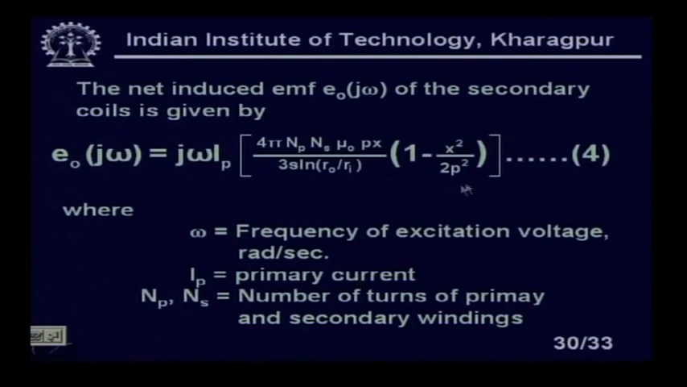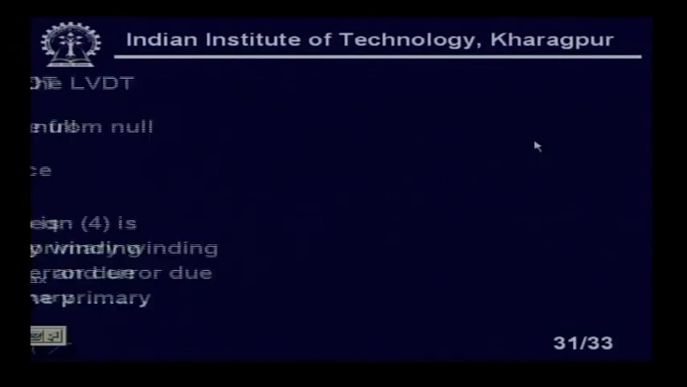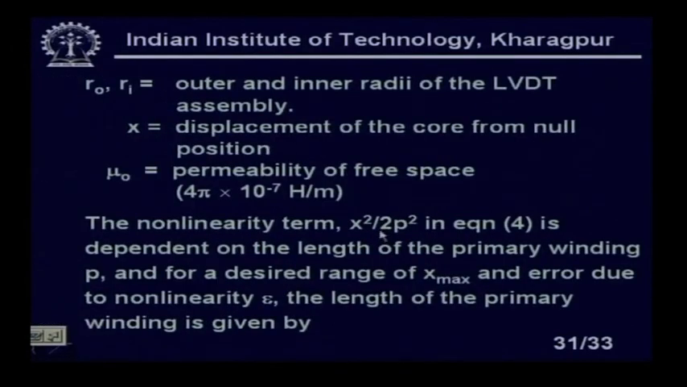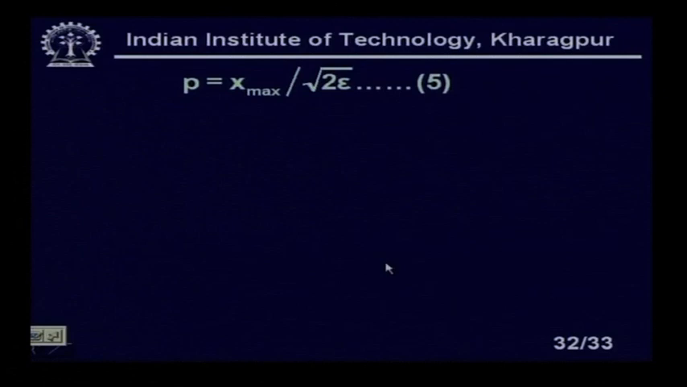Now, if you look at the nonlinearity term, x square by 2 P square, this is the nonlinearity term in the LVDT. The nonlinearity term x square by 2 P square in equation 4 depends on the length of the primary winding P. For a desired range x max and an error due to nonlinearity epsilon, the length of the primary winding is given by P equal to x max upon root 2 into epsilon. So this is the length of the primary, from equation number 5.